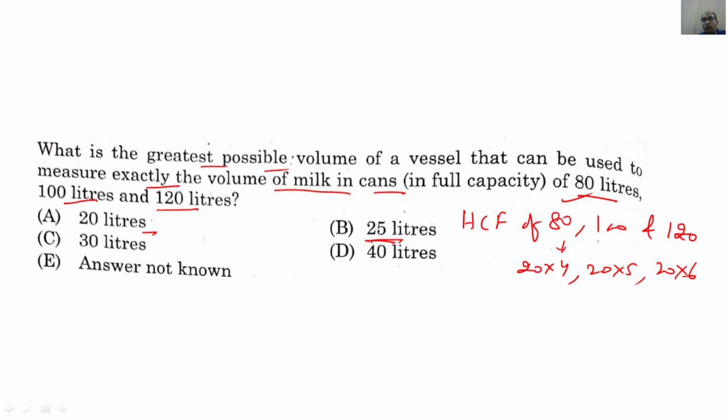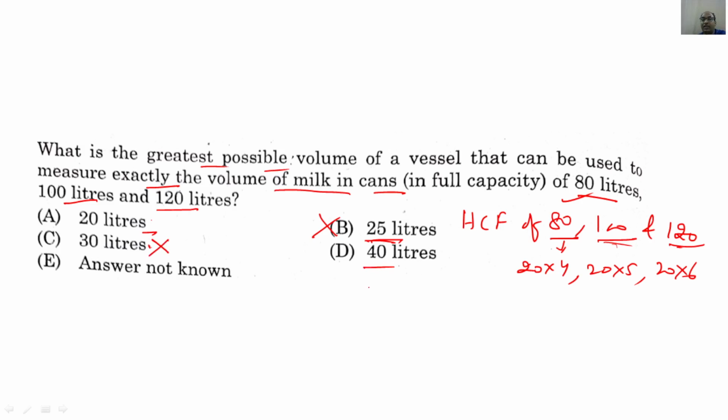Similarly, 25 into 4 is 100, yes, of course it can be measured. And similarly, 120 also cannot be measured. Why? Because 25 into 5, 125. So our answer will not be this one. Similarly, 30 liter, when we go for 30, again 80 liter cannot be measured with 30 liters of vessel. 100 liters cannot be measured with 30 liter of vessel. 120 can be measured, yes, 30 into 4 we can do. But this is not the HCF of all the three.